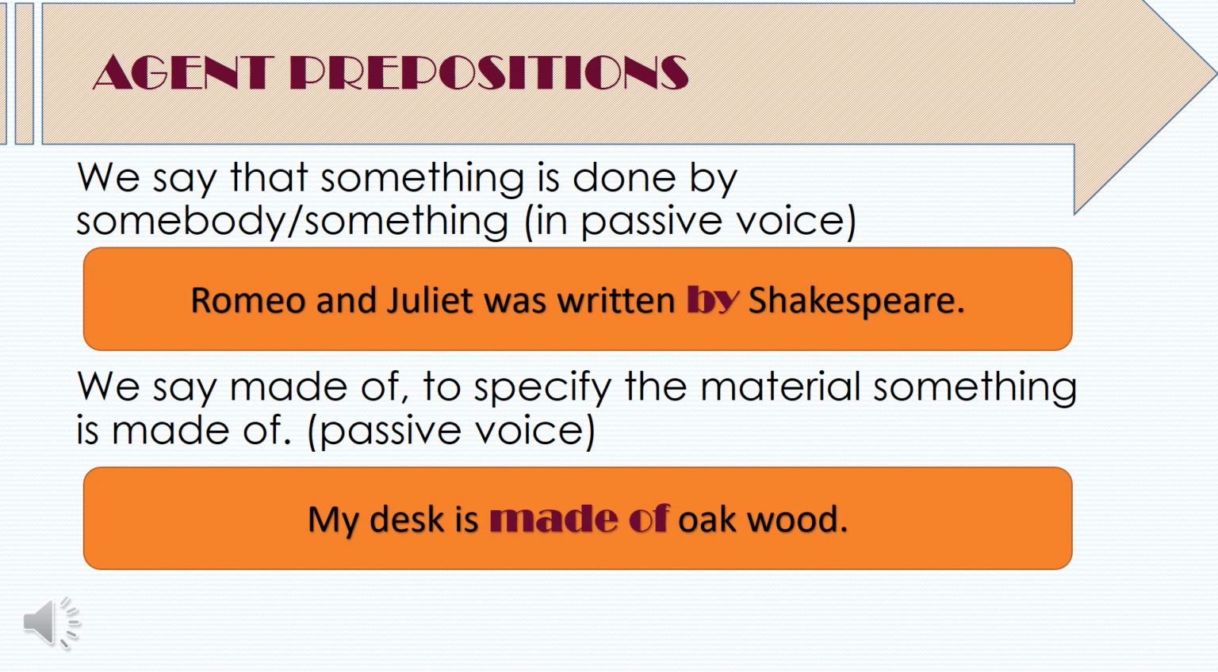Another kind of expression using the preposition by: we say that something is done by somebody or something. That's when we are speaking about the agent, and we use the passive voice. Something is done by another person, or something is made of. Also, to speak about the material, we use the passive voice.